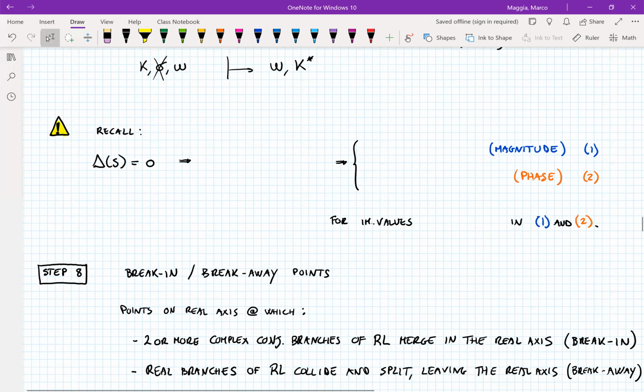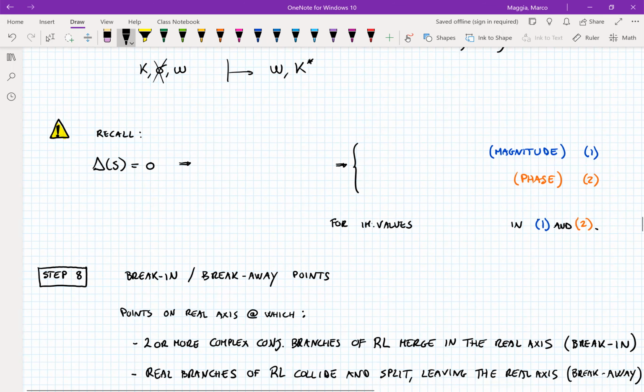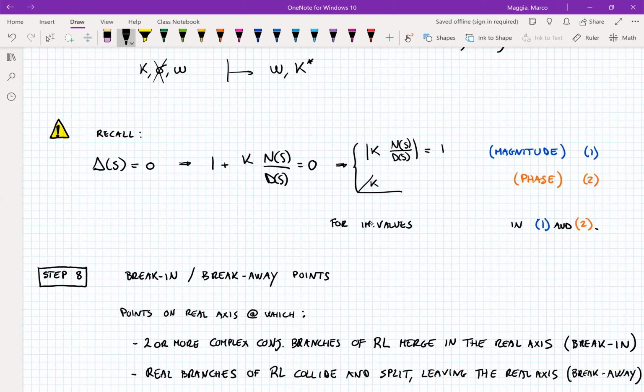So once again, solving the characteristic equation means solving 1 plus k times N over D equals 0, which in turn means to solve two equations, one for the magnitude. So the magnitude of k times N over D has to be equal to the magnitude of -1, that is 1. And the phase of k N over D has to be equal to the phase of -1, which is 180 degrees, plus n 360.